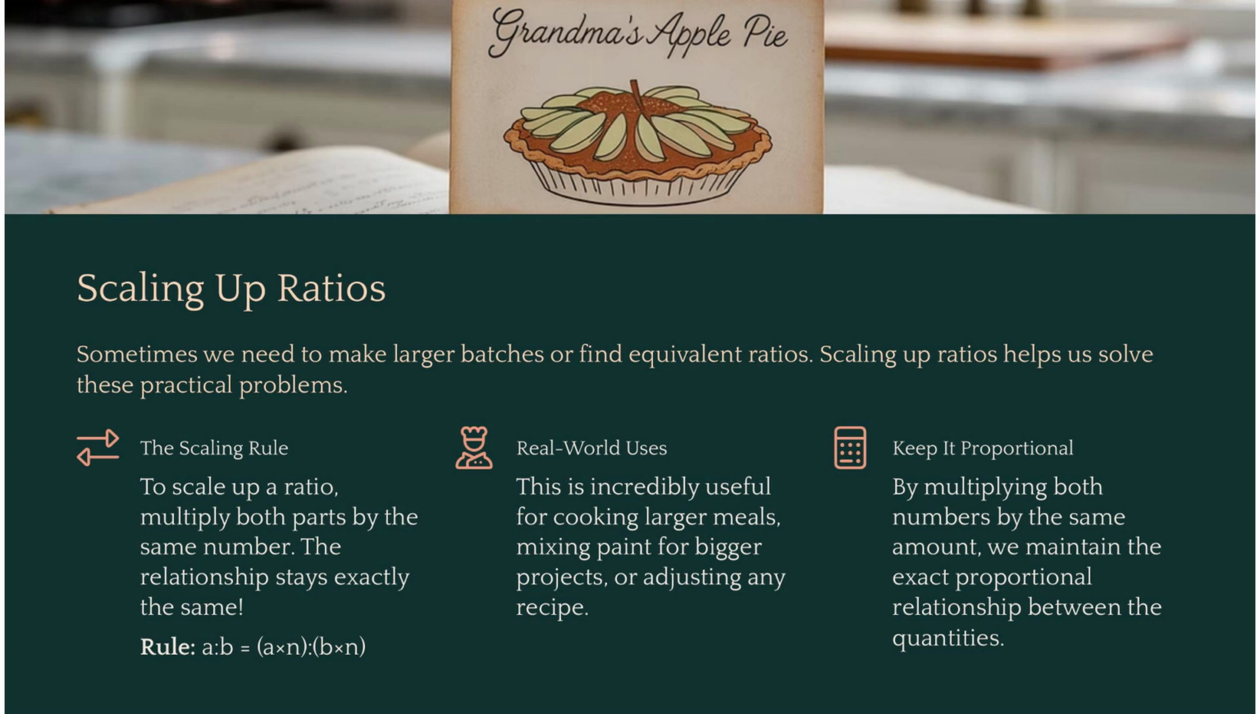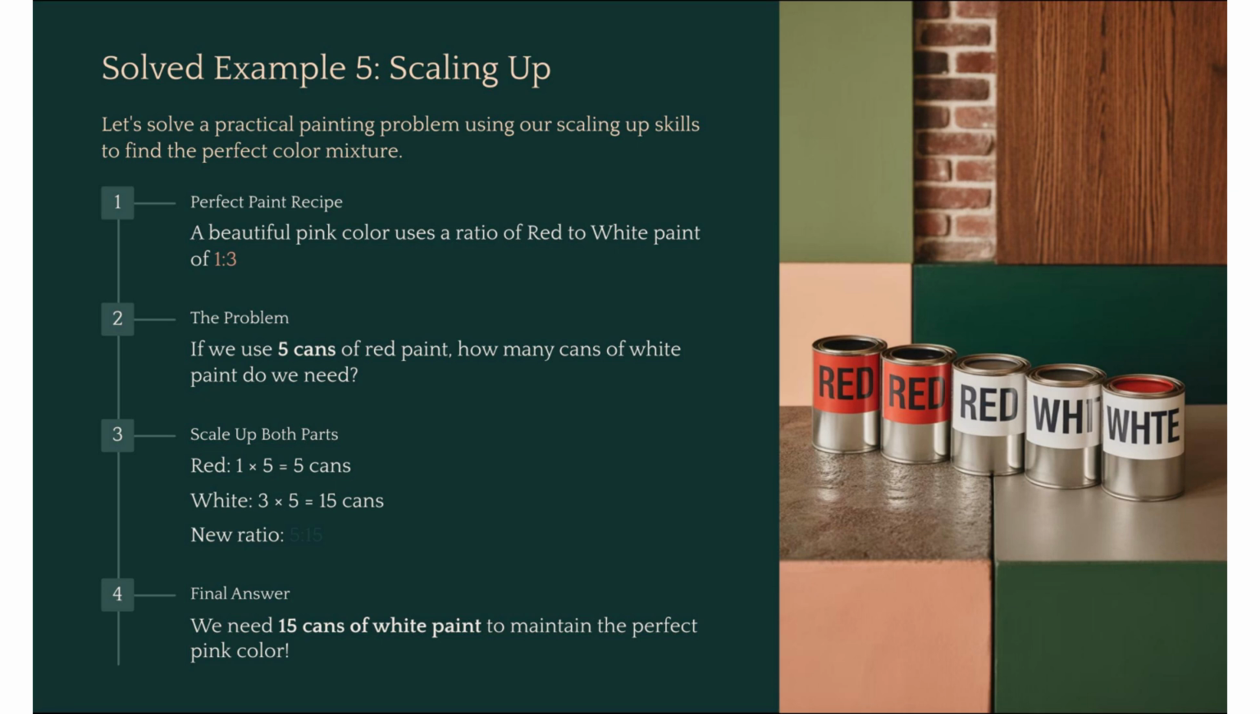If A, B is your basic ratio, multiplying both A and B by 10 gives you an equivalent ratio that's 10 times bigger. This process is how companies create large batches of products and how builders figure out material needs for bigger projects. Let's work through a practical problem on scaling up.